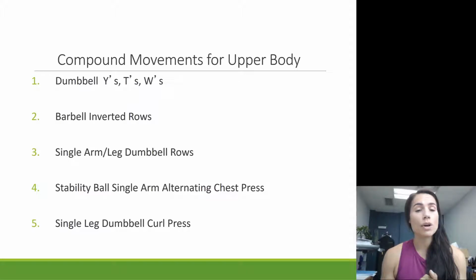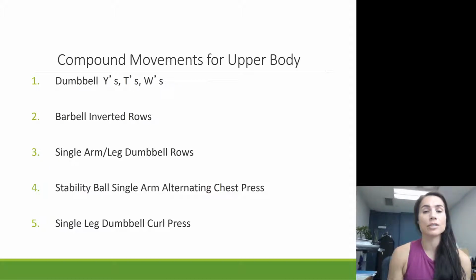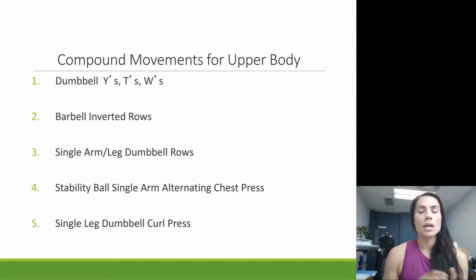Barbell inverted rows are a great exercise to do. Single arm or leg dumbbell rows, stability ball alternating arm chest press. That's something that we don't do a lot with our clients. When we think about chest, we do double limb movements, whether it's bench or push-ups or even flies. But thinking about alternating the arms so that we're really trying to stabilize those muscles is really important.